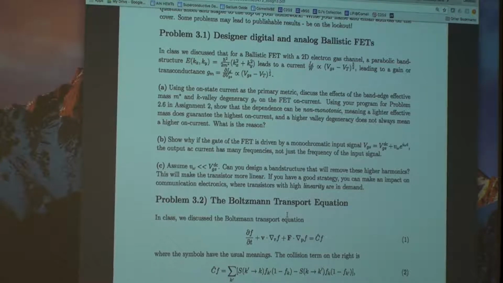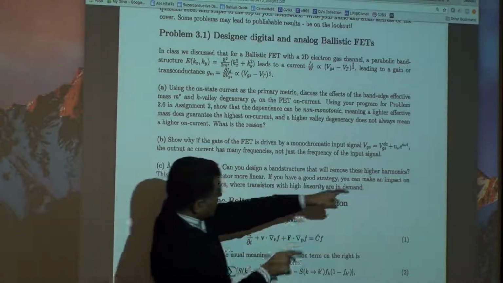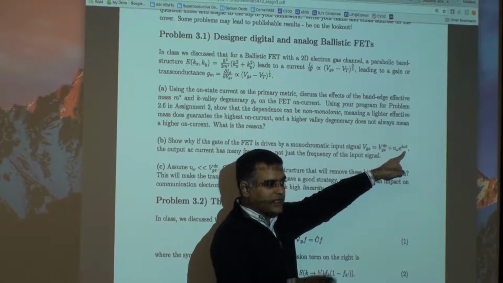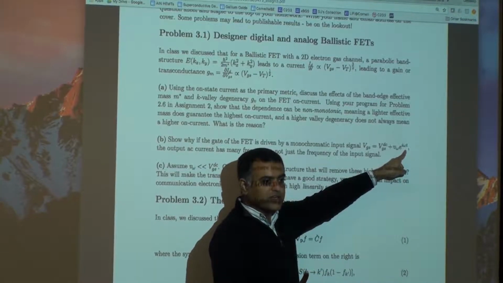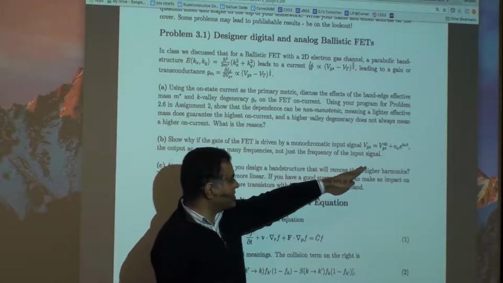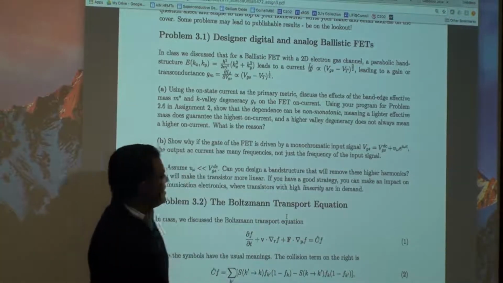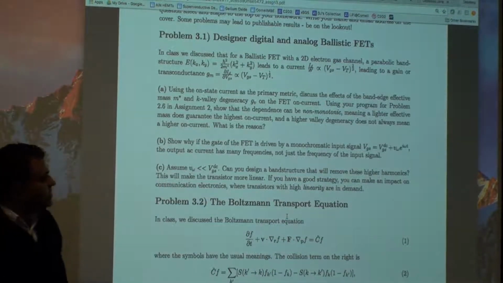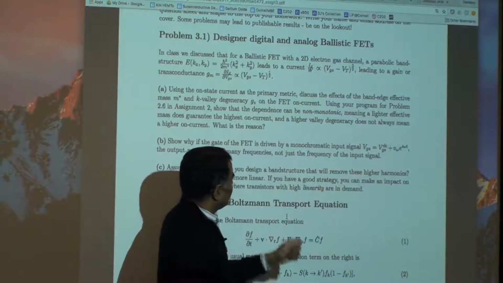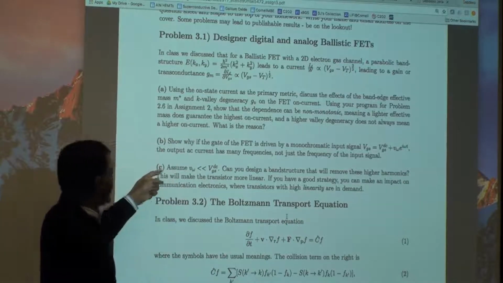And whenever you feed in a signal with a characteristic frequency of omega, if the output is nonlinear, then you will get multiple frequencies. That's typically not desirable in a linear amplifier. It may be useful for some other things, but for communications, it's desirable to have a very linear amplifier. And I'm saying now, go back and see how you can do that.